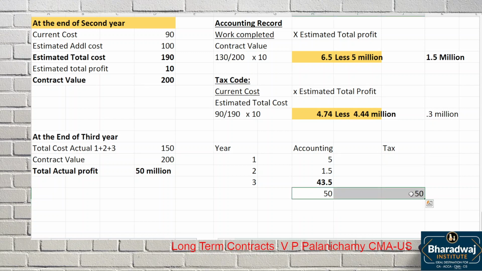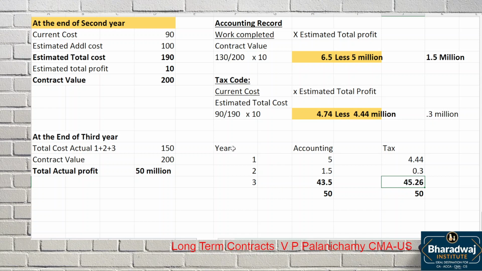First year is different: 4.44 million. Second year, 0.3 million. Third year balance: 50 minus 4.44 minus 0.3, which is 45.26 in the third year.